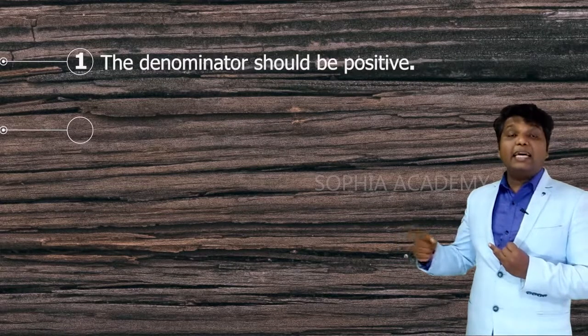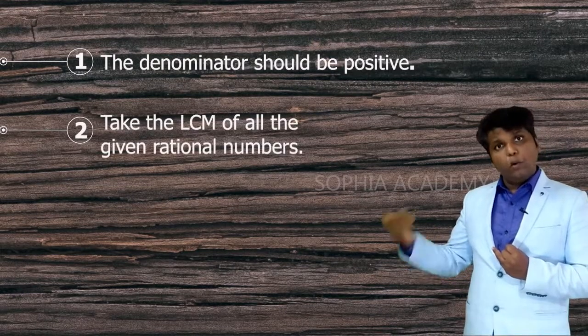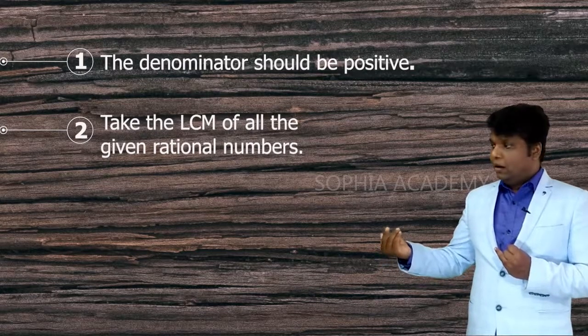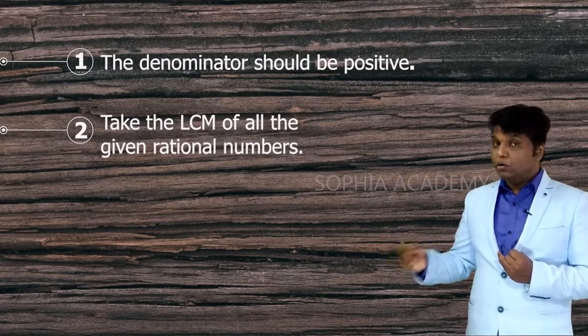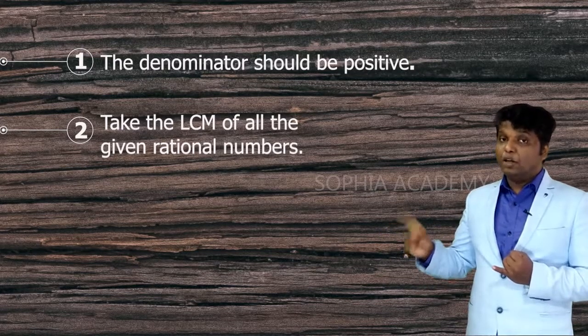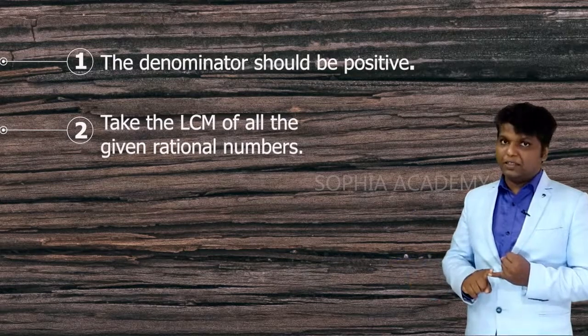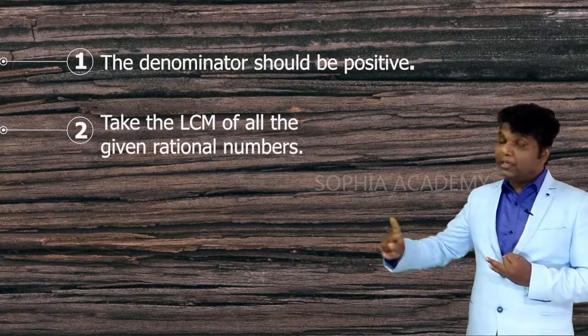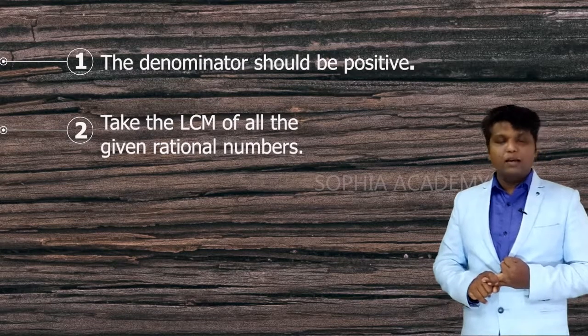Second one, take the LCM of the denominators. If two or more fractions are given for you to compare, which one is bigger, which one is smaller, what you have to do? First, you have to check whether the denominator is positive. If not, you have to make it positive. That is the first thing. Second thing, you have to find the LCM of all the given rational numbers.